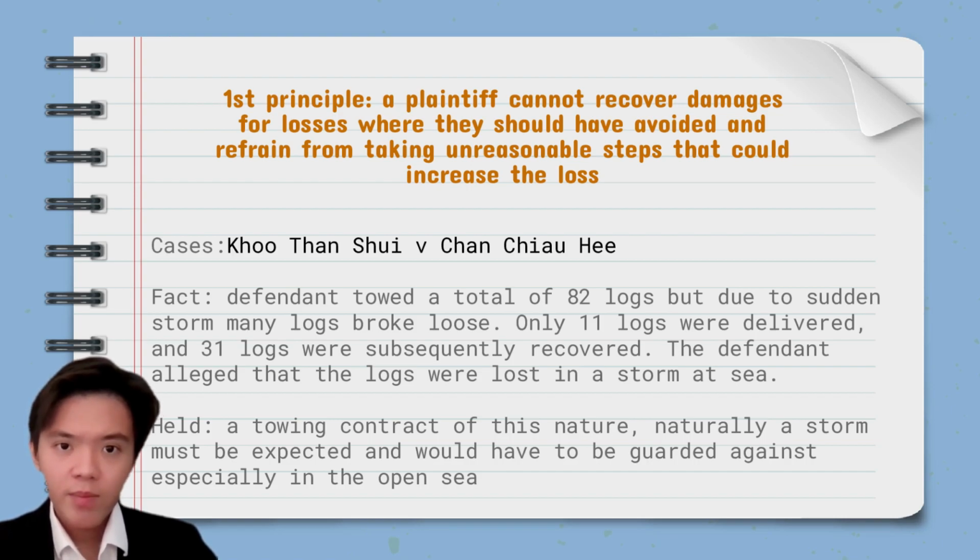The defendant was towing 82 logs in all. However, many of the logs came loose due to a severe storm. So only 42 logs were later found. So for the loss of 40 additional logs, the plaintiff filed a claim. The defendant asserted that the logs were lost in a sea storm as a denial of the plaintiff's claim.